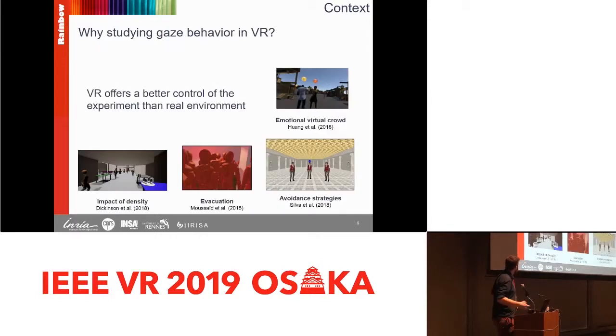Now, why are we interested in gaze behavior in virtual reality? It's because virtual reality offers better control of the experiment. A situation with other walkers is complex, with lots of interaction, and it's nearly impossible to have the same experiment for all participants when there are lots of walkers. However, in a virtual environment, we control the trajectory and movement of all the walkers, so we are able to replicate the same situation for all the participants. That's why I think virtual reality is a very interesting tool.